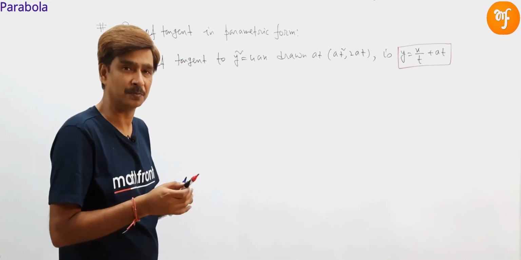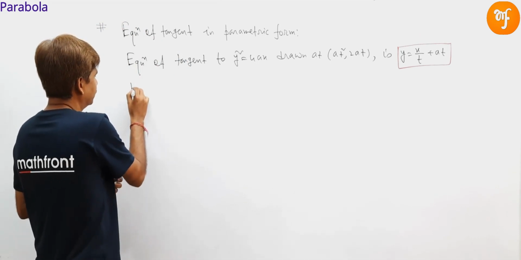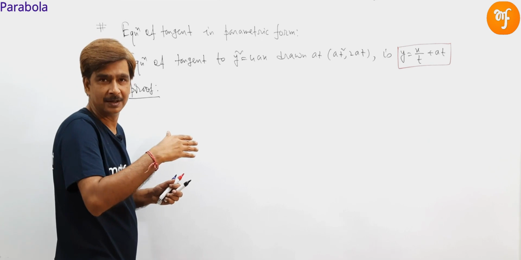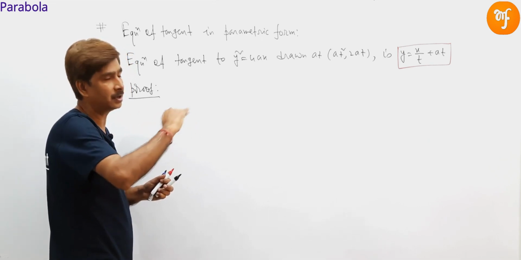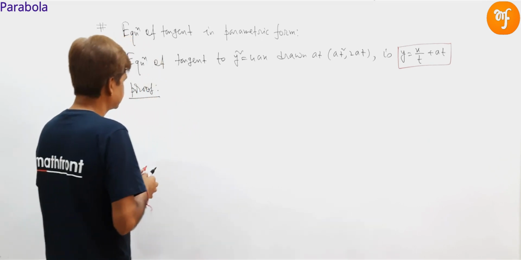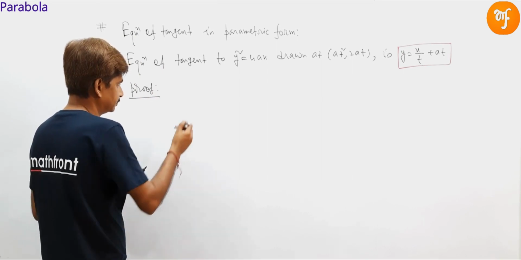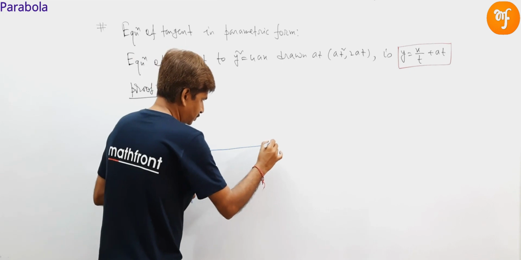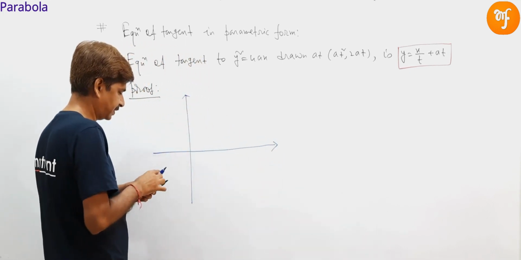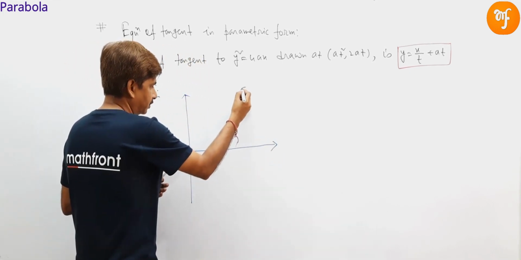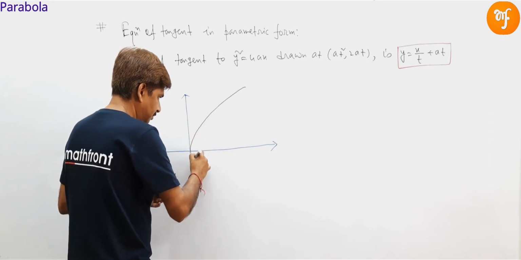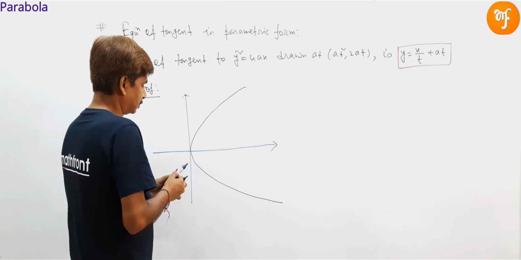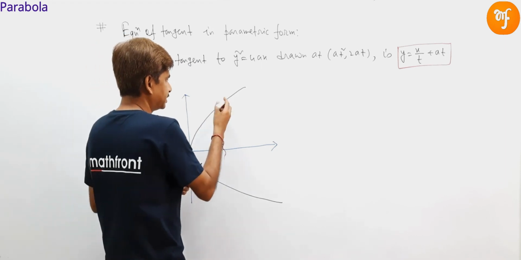So look how to prove this. To prove this, first of all we will draw a parabola and we will draw the tangent. So look, this is the coordinate system, and the parabola y square is equal to 4ax is like this. So this is the tangent.